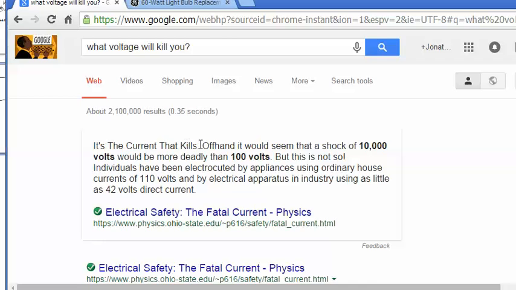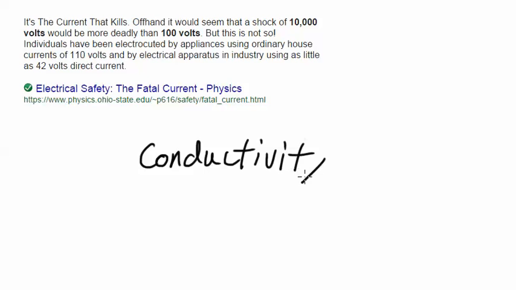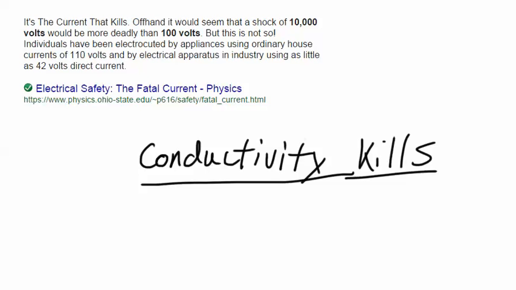When they say it's the current that kills, offhand it seems that a shock of 10,000 volts would be more deadly than 100 volts, but this is not so. Individuals have been electrocuted by appliances using ordinary house currents of 110 volts, and in electrical apparatus and industry using as little as 42 volts direct current. I think what I would say to remedy this is, it's the conductivity that kills. How can you create something that is a conductive circuit?